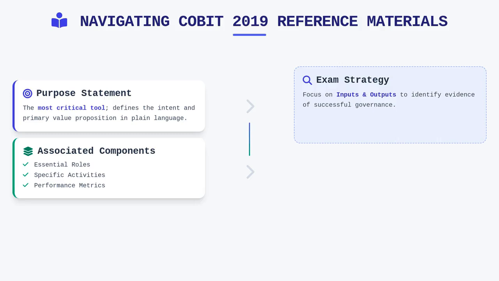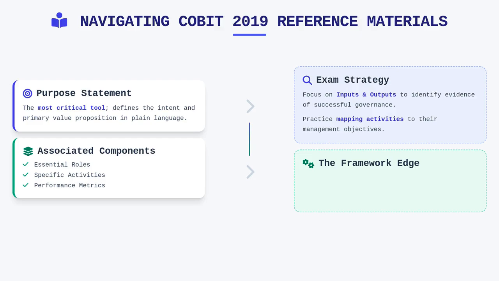You should practice navigating these sheets to locate the process activities quickly, as the examination often tests your ability to associate specific activities with their corresponding management objectives. By understanding the general layout and the consistent terminology used across all 40 objectives, you gain the ability to parse any part of the framework even if you encounter a scenario you have not explicitly memorized.